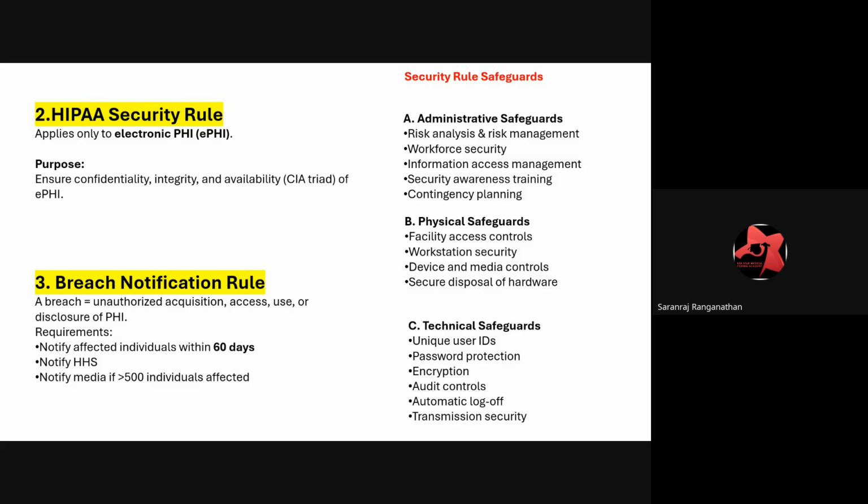Workforce security: if the load is more or less, how am I going to maintain it. Information access management: who gets this information and who does not. Security awareness training: the training needs to be provided on how to carry the information and how to transfer the information. Contingency plan: in case the information goes out, how I'm going to keep it under control. This all comes under the administrative safeguard.